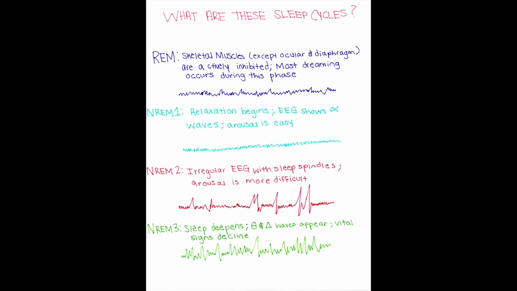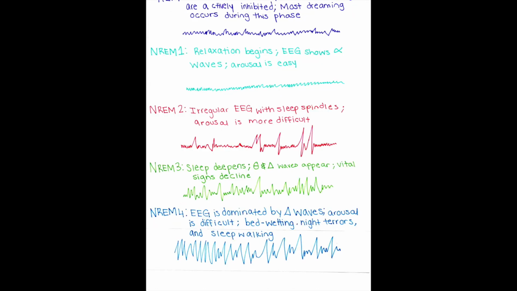NREM 3 is when sleep deepens even more. Theta and delta waves begin to appear, and vital signs begin to decrease. This is denoted by more distinct and longer waves. Finally, we have NREM 4. This is denoted by predominantly delta waves. Arousal is extremely difficult, and in this stage, you would see instances such as bedwetting, night terrors, and sleepwalking.